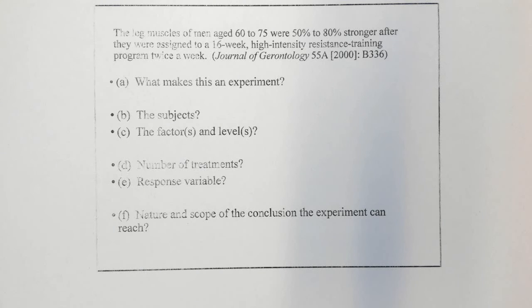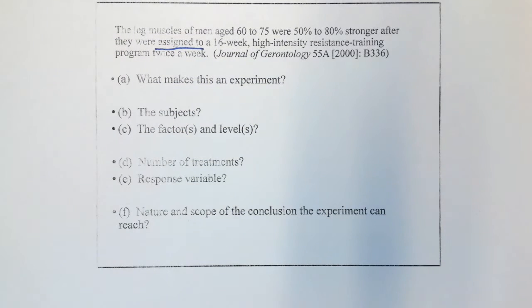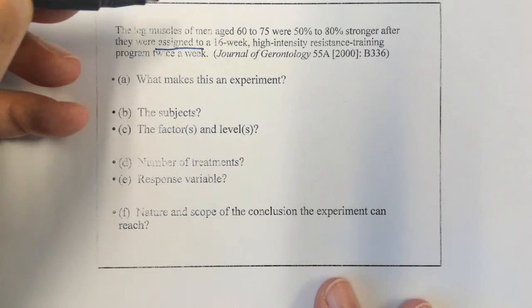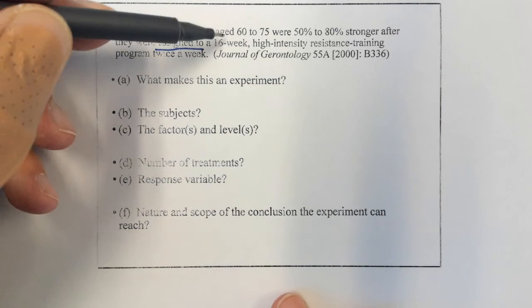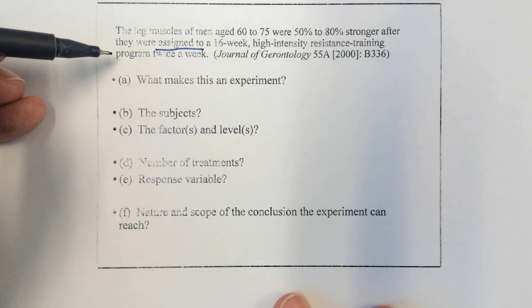Let's pick this one apart, and then if you need a quick stretch break, we can take one before we do that last question. So, the leg muscles of men aged 60 to 75, so we're looking at a lot of older people today, were 50 to 80% stronger after they were assigned to, underline those words, assigned to. Did they get to pick? All right, so somebody's manipulating what they do. We just changed our direction. To a 16-week high-intensity resistance training program twice a week.